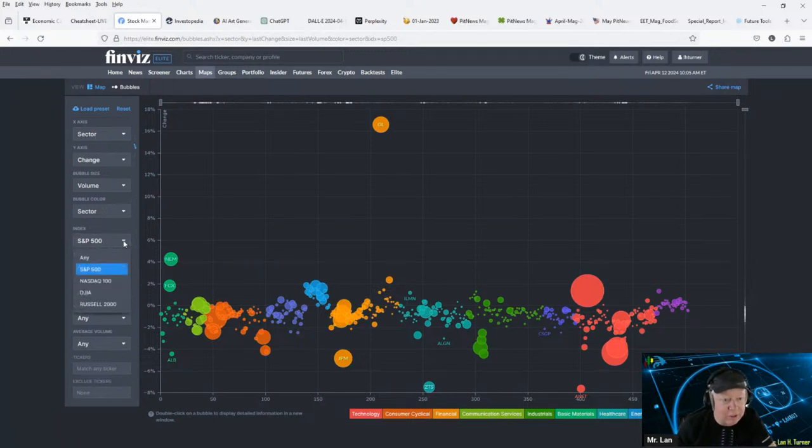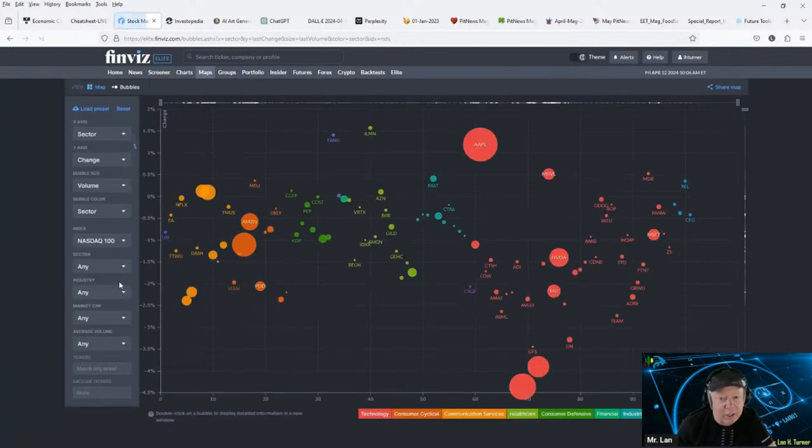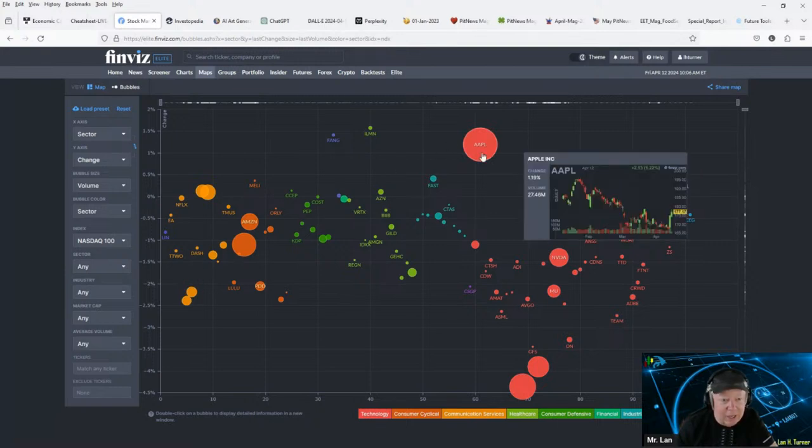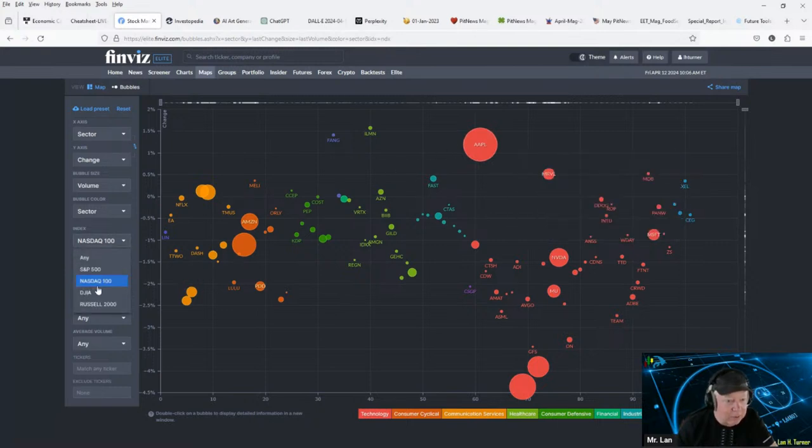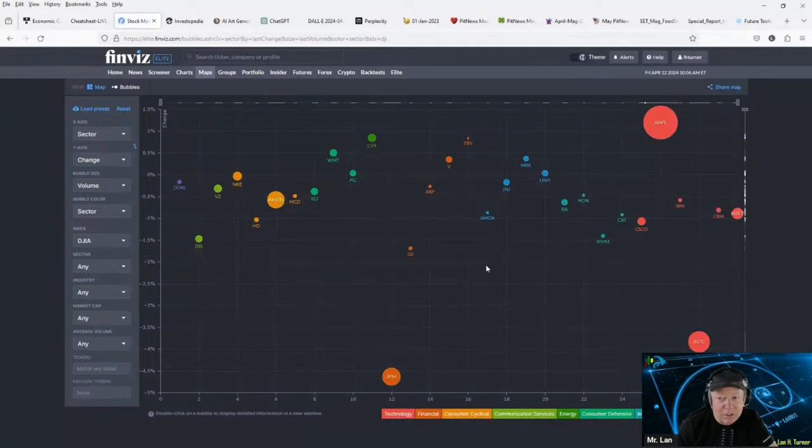If you want less than 500 to choose from, there's always the NASDAQ 100. And most all of these have great options. You see Apple's really on fire today, and it's about damn time. And down here, Dow Jones Industrial Average. Apple, again, is kind of kicking ass and taking names. And Apple was doing well yesterday. I went in and bought a bunch of Apple yesterday.